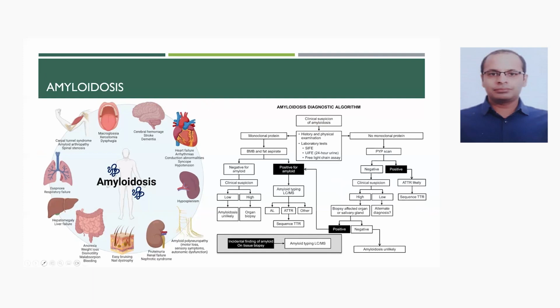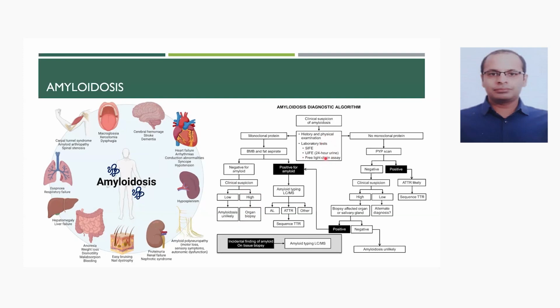When these symptoms are present, you go for lab tests like serum immunofixation, urine immunofixation with 24-hour urine proteins, and free light chain ratio. If any of these are positive, do a bone marrow aspiration biopsy and a fat pad aspirate, usually from the abdominal fat. If these are positive, go for typing. If these are negative and the clinical suspicion of amyloid is high, you have to go for a target organ biopsy like kidney biopsy or even cardiac biopsy in certain scenarios.